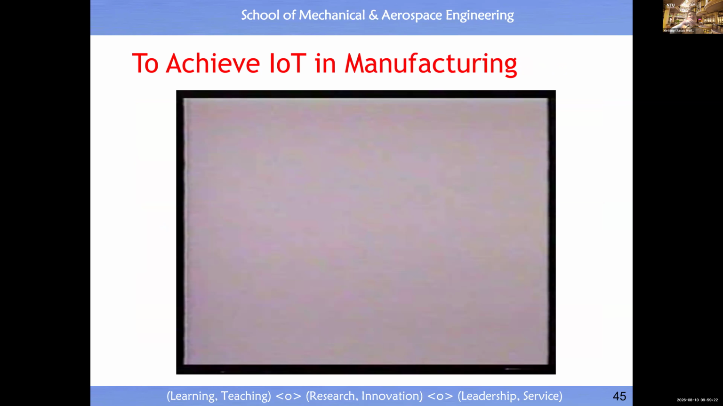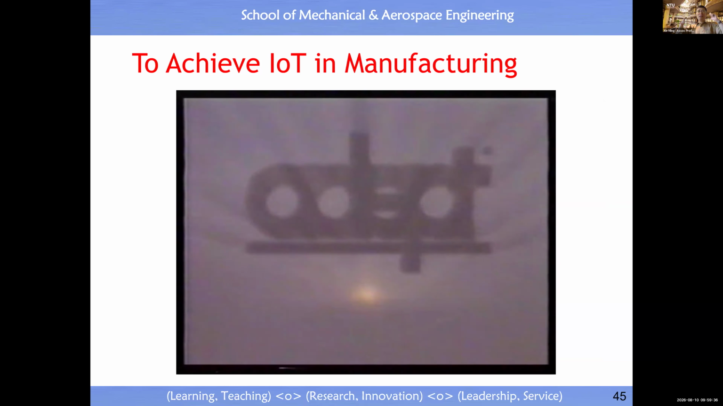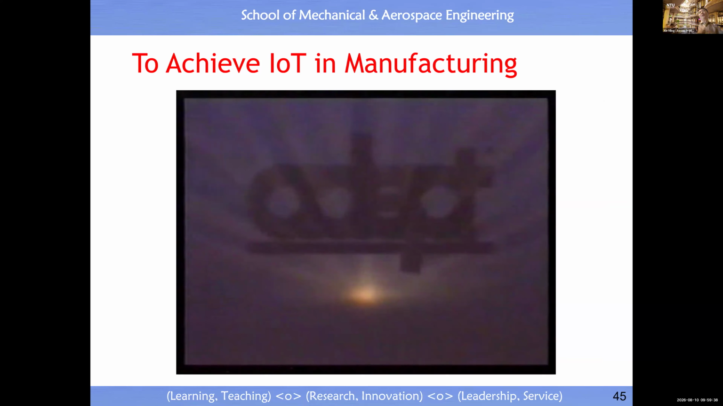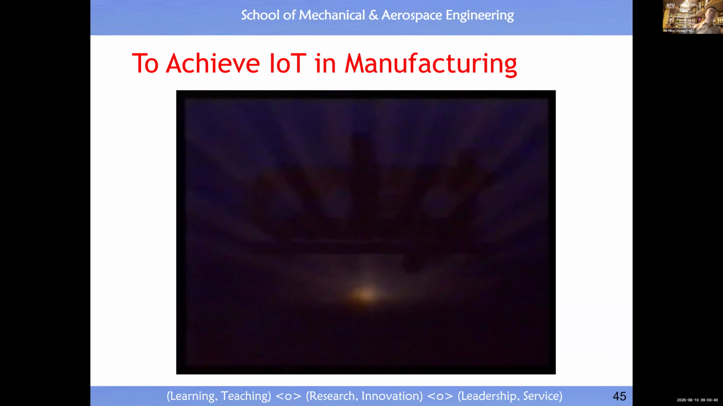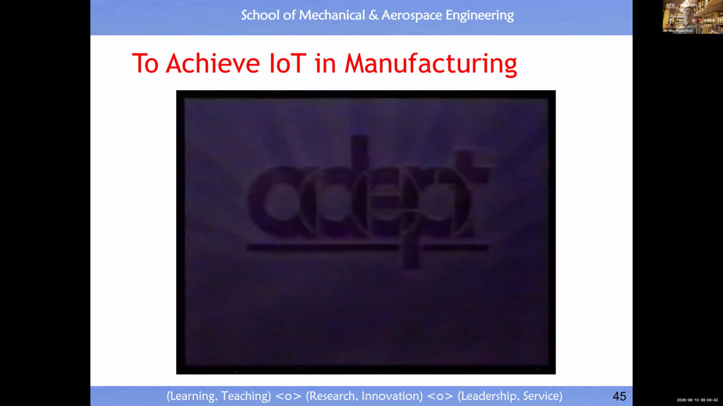Then, okay, I already mentioned Industry 4.0 means internet integrated manufacturing. And inside Industry 4.0, we must have IoT. Okay, I just play a little bit of this video just for you to see, right? In the production line, you have a lot of machines. All these machines have to be interconnected together, right?